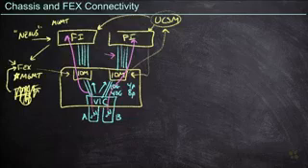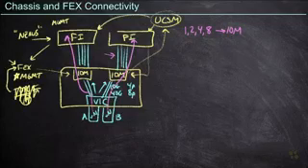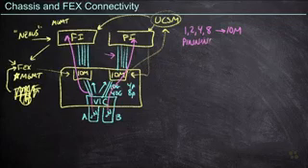So let's talk about that a little bit. First of all, we can support 1, 2, 4, or 8 connections to the I/O module. We don't want to support 3, for example, or 5 or 7. Any of those configurations would be considered invalid. Furthermore, we can configure pinning or we can configure port channels.